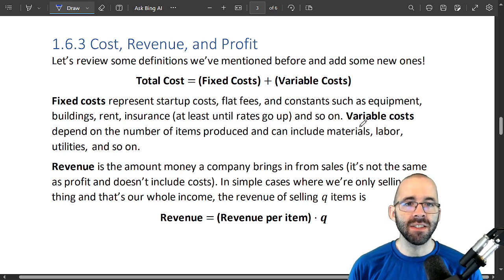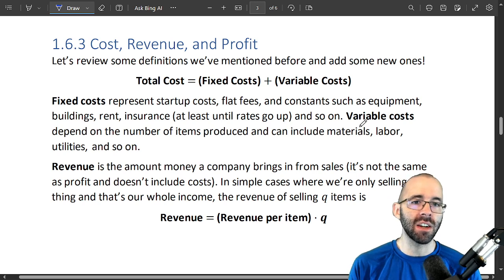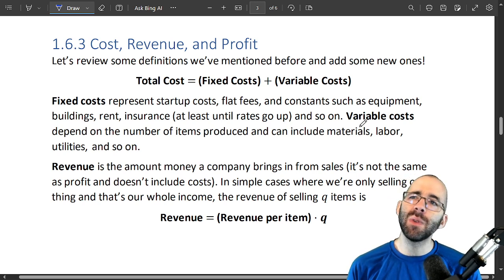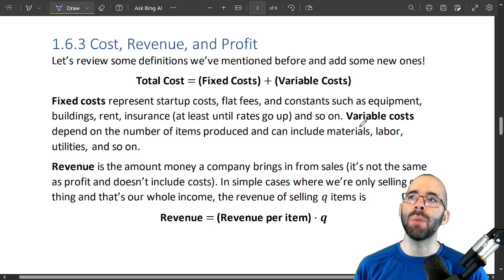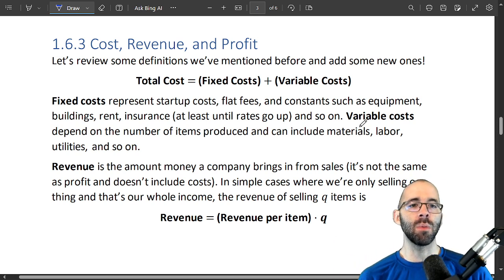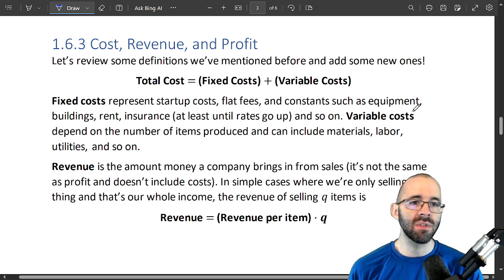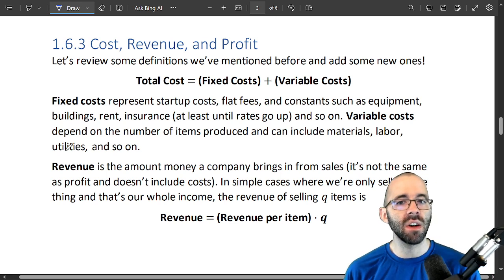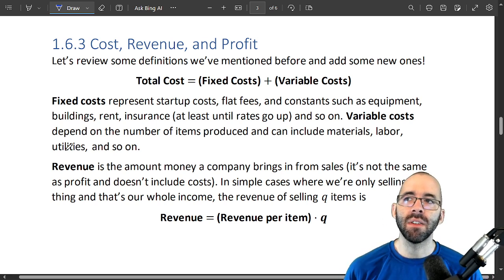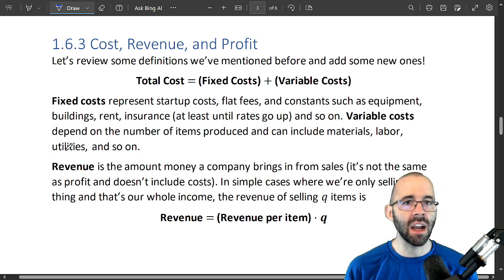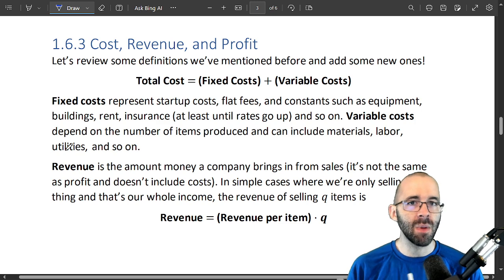Variable costs is what depends on the number of production. When we talk about variable costs, we're usually going to specifically refer to costs that depend on how many units that we're producing. And those usually include materials, labor, utilities can sometimes be fixed costs, sometimes variable costs, and so on. For example, if we need to have our building open an extra 2 hours to produce extra units, utilities can be thought of as a variable cost in that case.